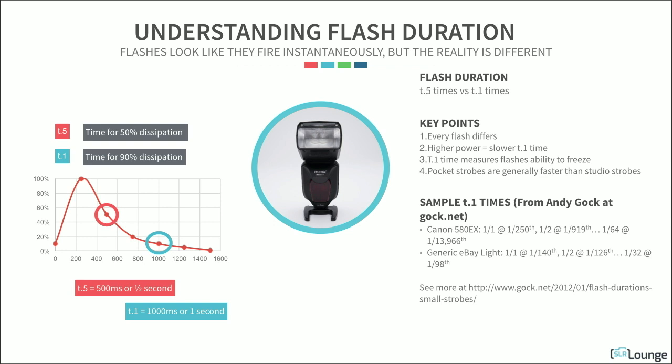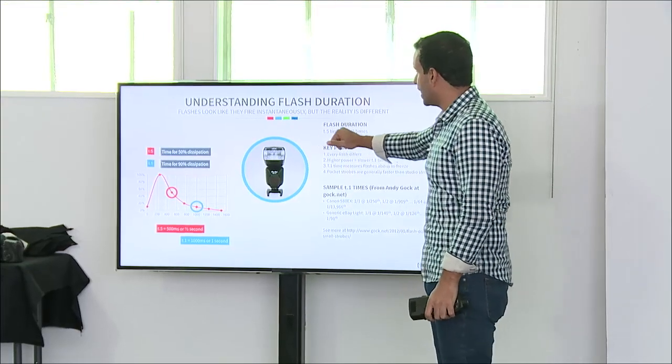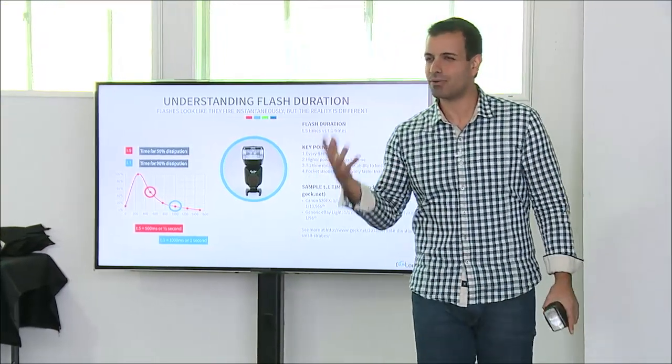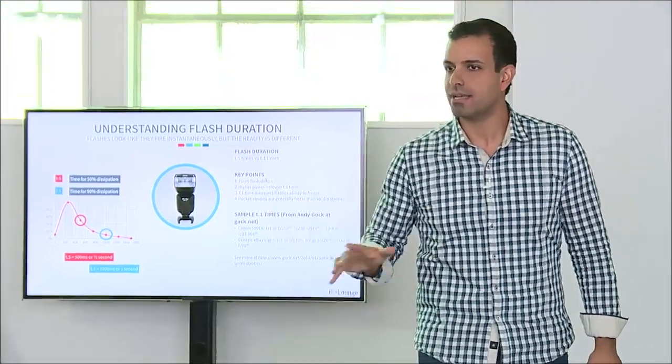When you run it at lower flash settings, let's say we're at 1/16th power, you don't see it because it's happening so quickly, okay? But when you go up to full power, you do see it. Now what we call this is a T5 versus a T1 time. And I know this sounds complicated, but it's not.